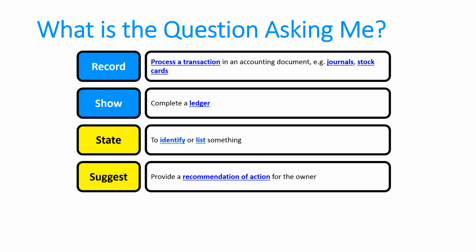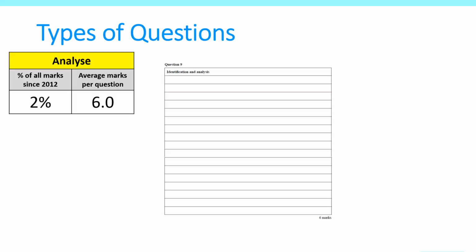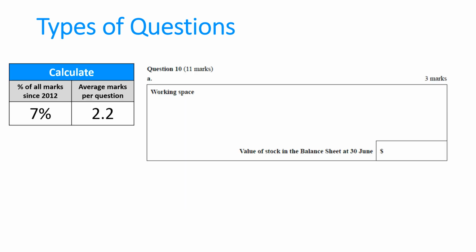So there are all the past questions we've had. There may be something new, but in the main, there'll just be variations of the ones we've already seen. Looking at the types of questions and how much they've appeared. So there's an analyze. What we'll do for each type is look at, since 2012, what percentage of all questions have been this type? And what was the average mark? So you can see analyze has barely been on there, but when it has, it's been big, 6 marks.